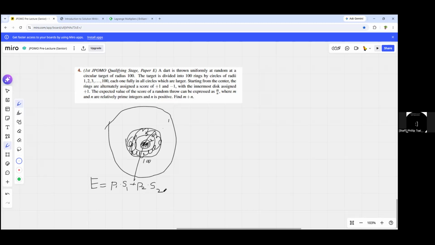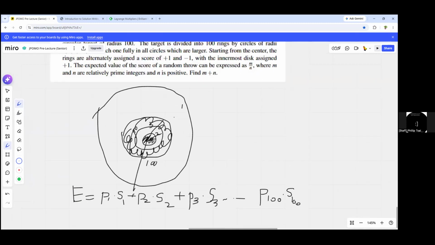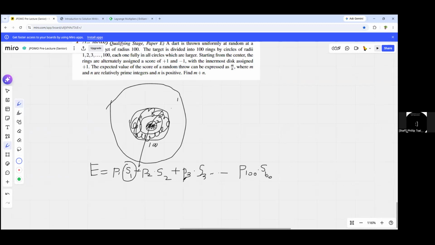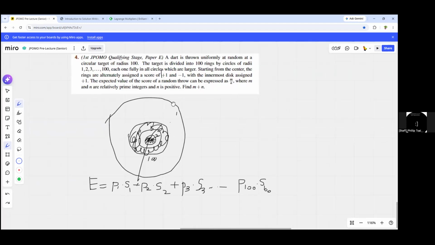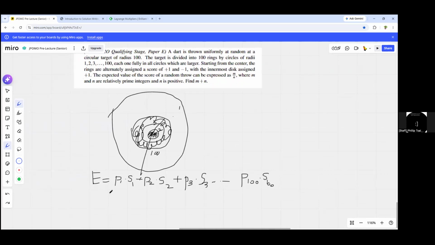So if S is the score you receive and P is a probability, then the expected value will look something like this. Sorry for my bad handwriting. All up to P100 times S100, because we have 100 grades here. So basically, our score in this problem is positive one and negative one, alternating for odd and even integers.